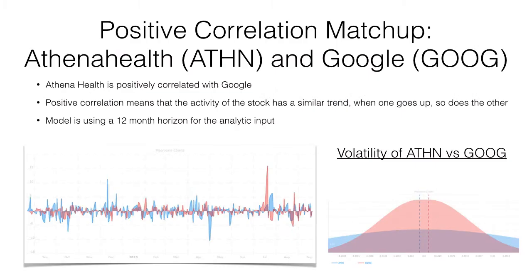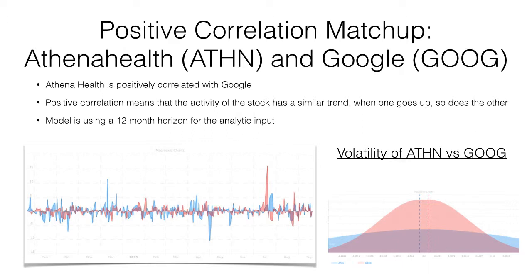In more detail, here shows Athena Health and Google were a positive correlation matchup. The stock has a similar trend. When one goes up, so does the other. There are the exceptions of drastic moves within the stock. Those don't replicate between the two different stocks. In the graphs below we're using a 12-month horizon for the analytical input.